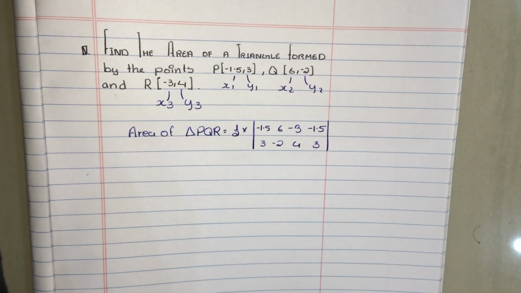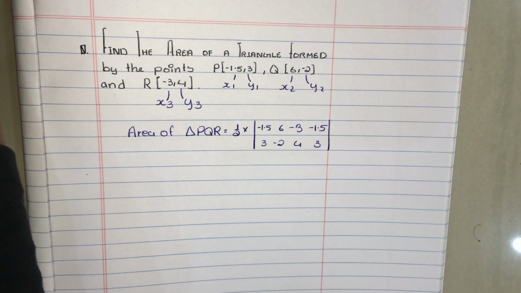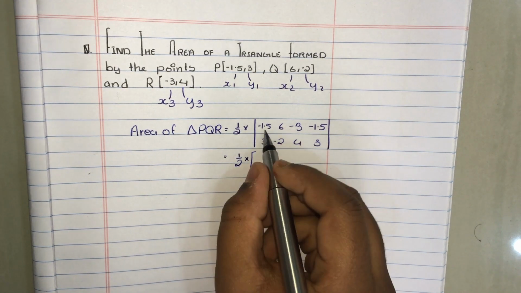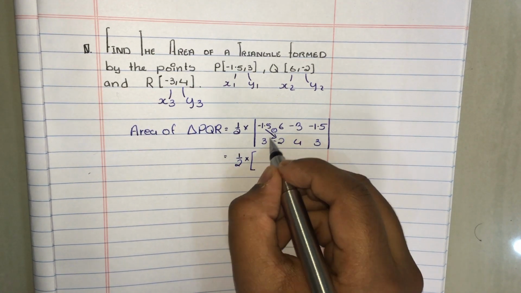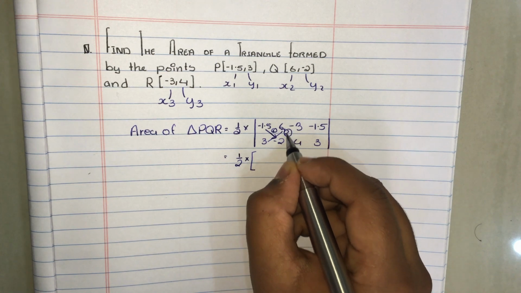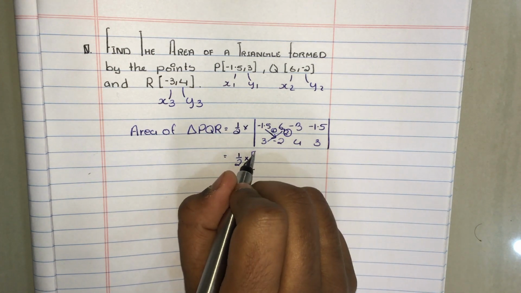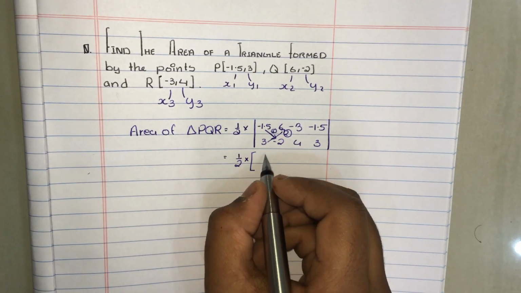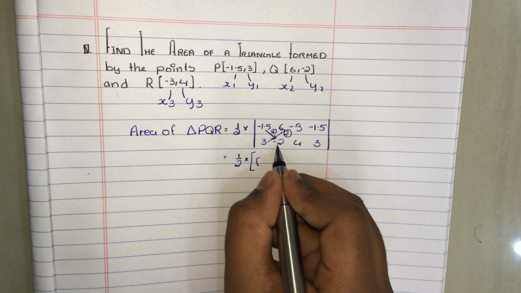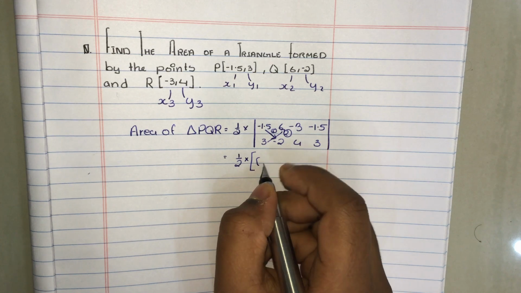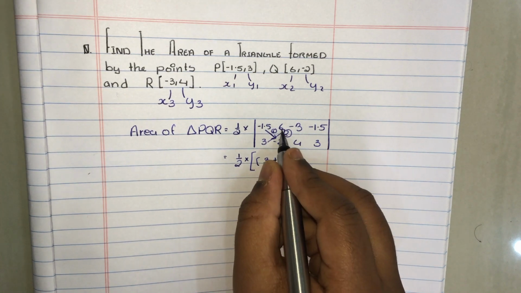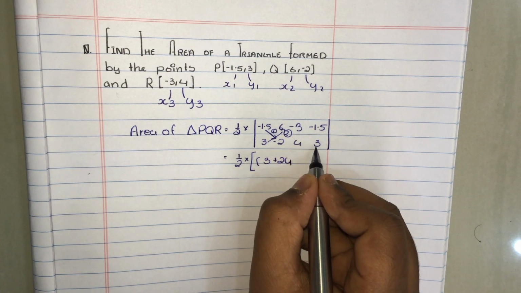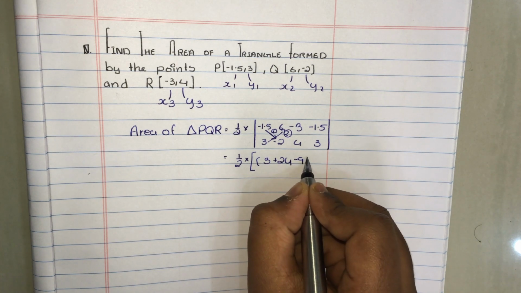Now we should put it equal to half into bracket, primary diagonal, this is 1, and this is secondary diagonal 2. So primary diagonal minus secondary diagonal should be in this bracket. So first the primary diagonal: -1.5 into -2 is equal to 3, plus 6 into 4, which is 24, and -3 into 3, which is -9.